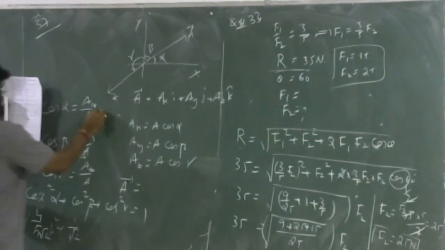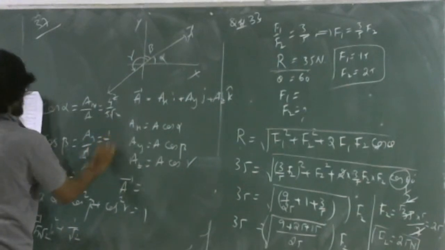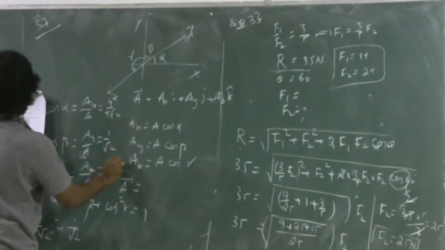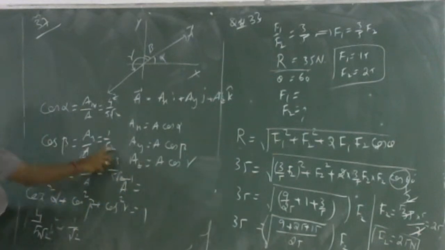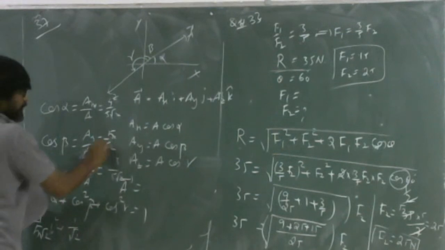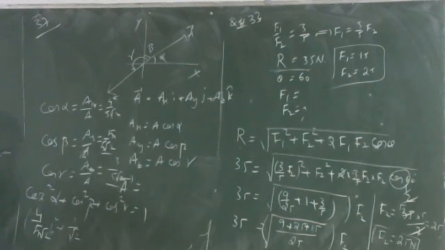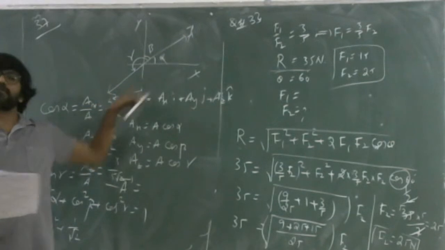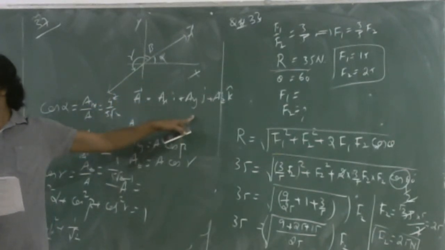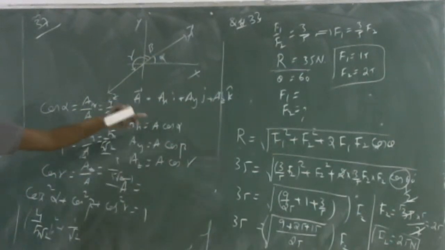But here cos alpha is given as 4/(5 root 2), this is given as 1/root 2, and this is given as 3/(5 root 2). This is only root 2, so multiply both numerator and denominator by 5. You write it as 5/(5 root 2). Now the denominator is common everywhere, and that will be your A. Then put it here and substitute and you will get the vector. So you have to understand how to get A. A is not given directly, so you have to get A and substitute.